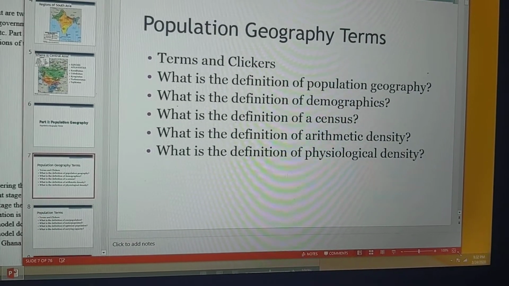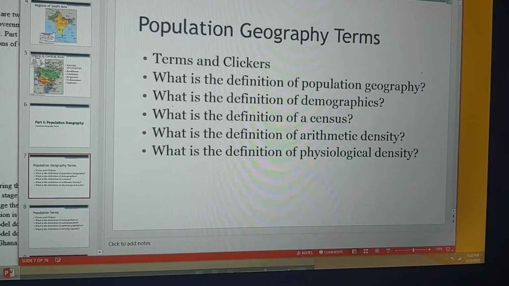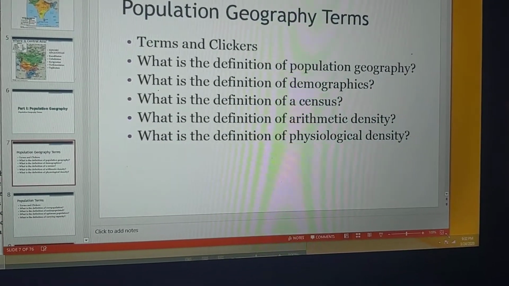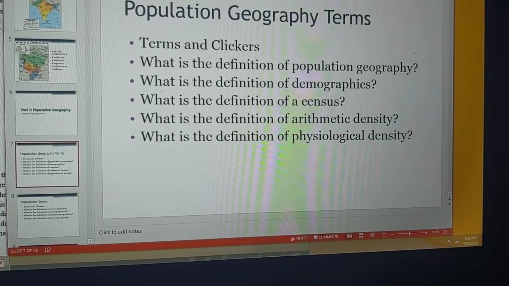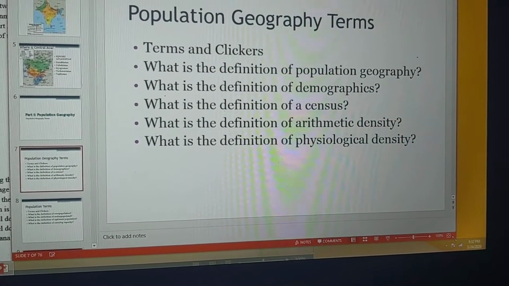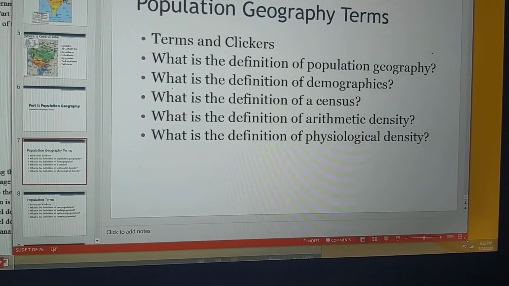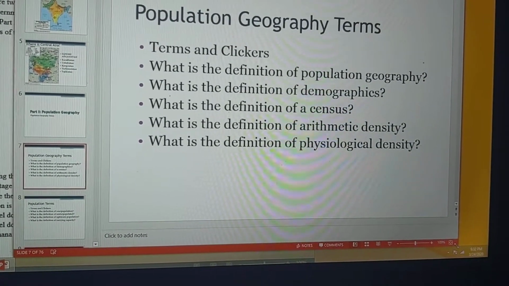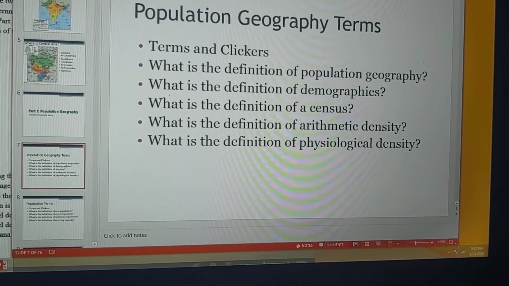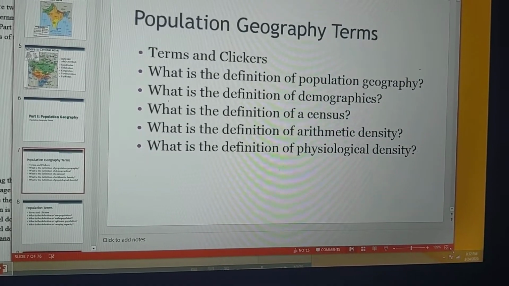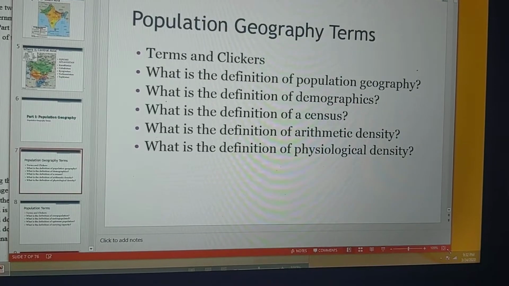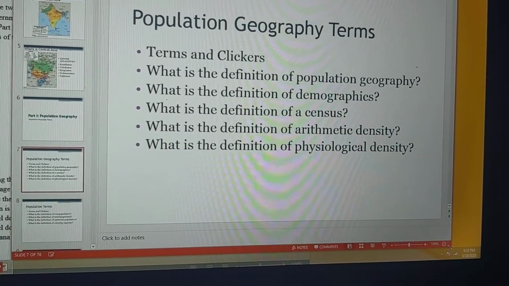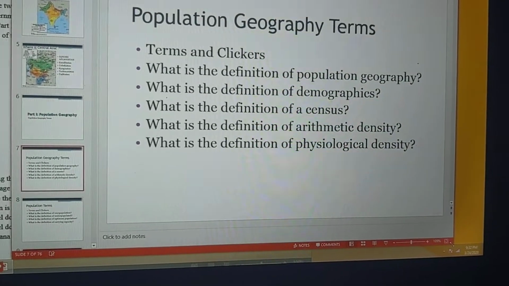Demographics study statistics of the human population. So for instance, what is the average age? What's the average income? What is the race and ethnicity of an area? That's what demographics look at. A census is the government collecting information on the population of a specific country. So a census is the government collecting specific information of the population for that country.